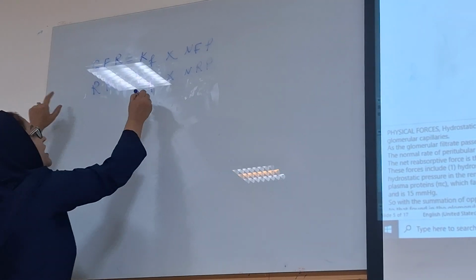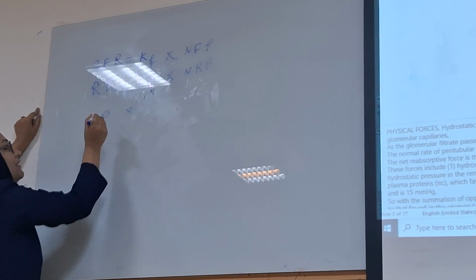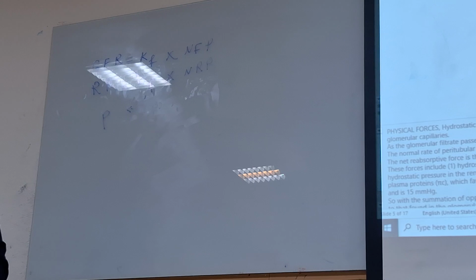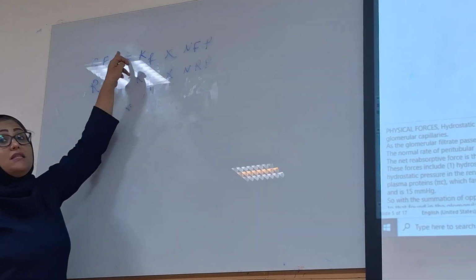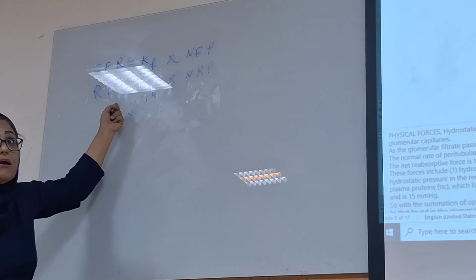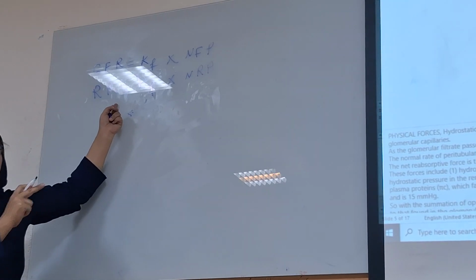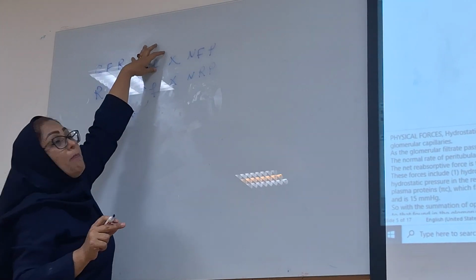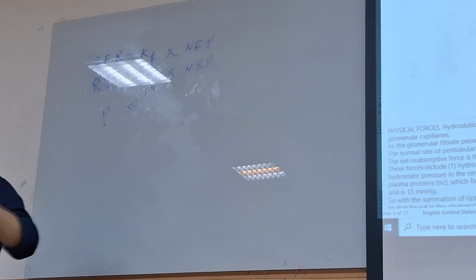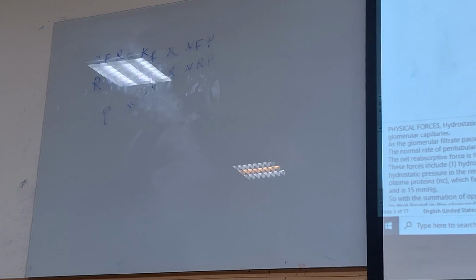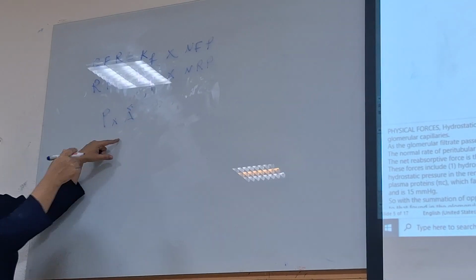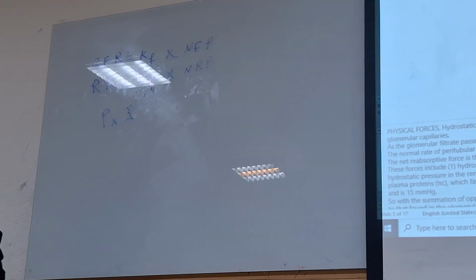Again here, KF depends on the permeability of capillaries. Which capillaries? Here in reabsorption, we don't deal with glomerular capillaries. Here we deal with peritubular capillaries. The glomerular capillary properties apply to filtration. Don't forget, KF depends on the permeability and surface area of the peritubular capillary.